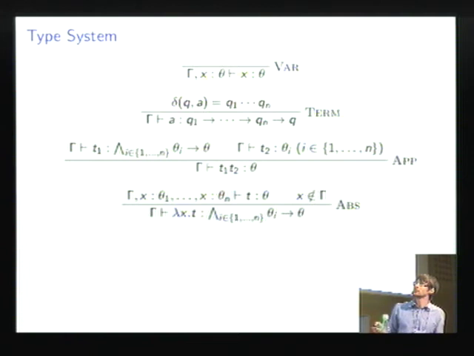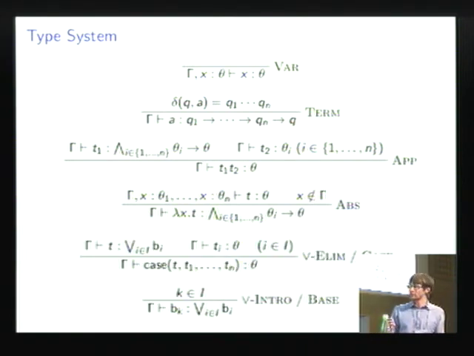The application rule requires that if T1 has some intersection of types to theta, then for each of those theta i's in the intersection, we must be able to show that T2 has that type. So this intersection is of size n, we'll have n derivations for T2, and only then do we know that T1 T2 has type theta. The abstraction rule, for each member of the intersection, we can pull that out into the context. So this is how we can have multiple bindings for a single variable.